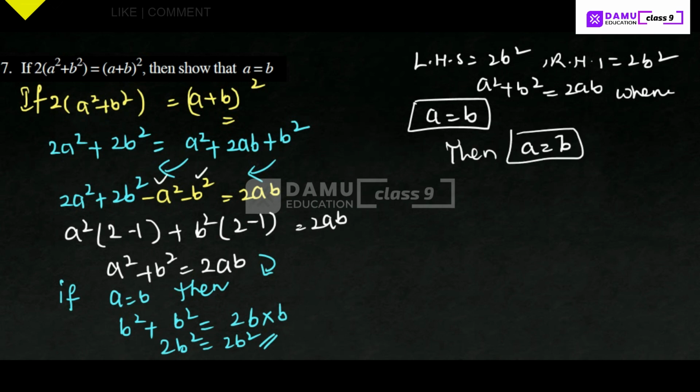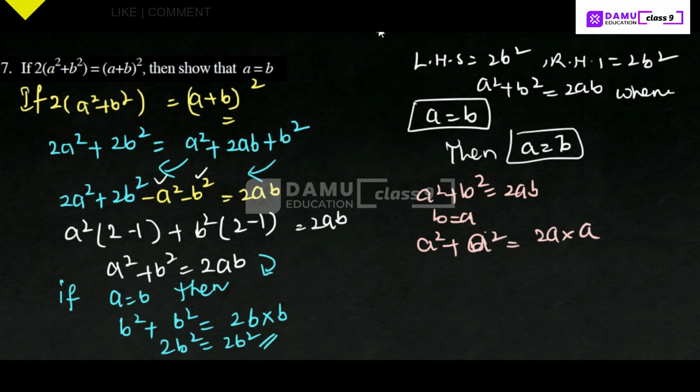By this also you can do it, or you can substitute in a square plus b square is equal to 2ab. You can substitute b is equal to a also. So b is equal to a, that is a square plus a square, we are substituting 2a into a. So 2a square will be equal to 2a square. Yes, by this also it is possible, so this is possible when a is equal to b.